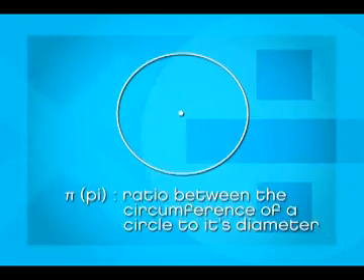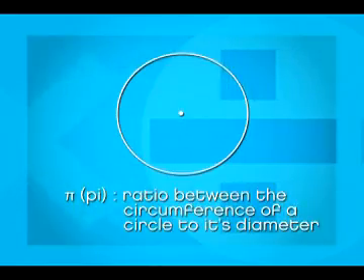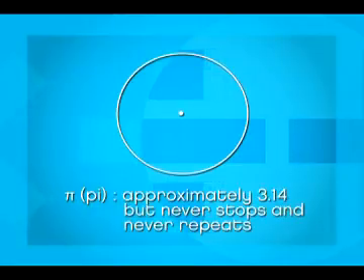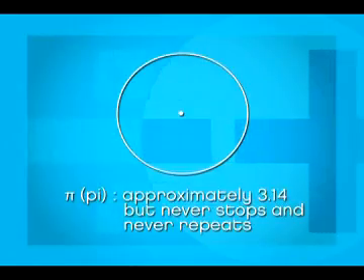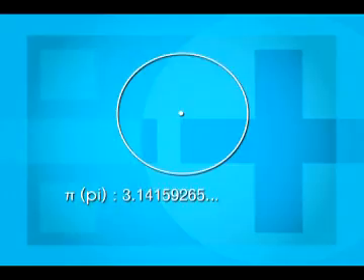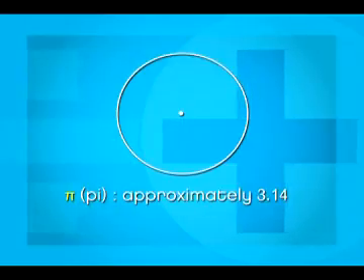First off, it's the ratio between the circumference of a circle to its diameter. As a number, pi is approximately 3.14, but it doesn't stop there. Literally, pi is a decimal that never stops and it never repeats. As such, it can't be represented as a fraction using whole numbers. The decimal starts off 3.14159265 and just keeps going. We commonly round it off to 3.14, but remember that that is merely an approximation.